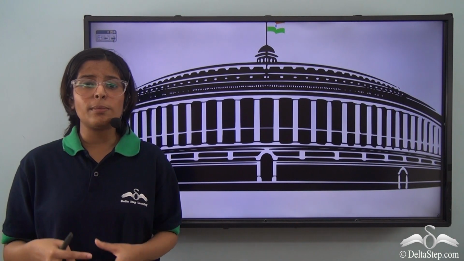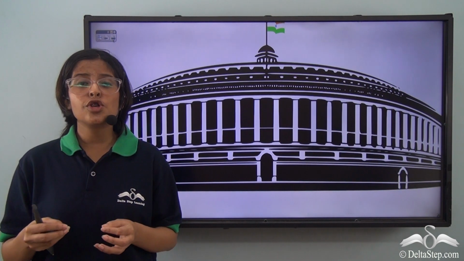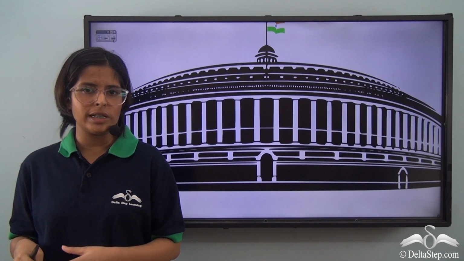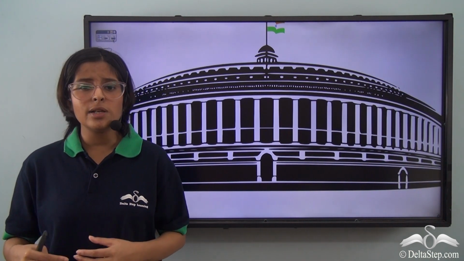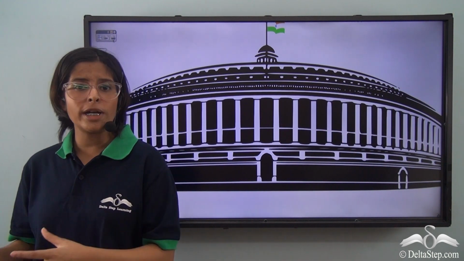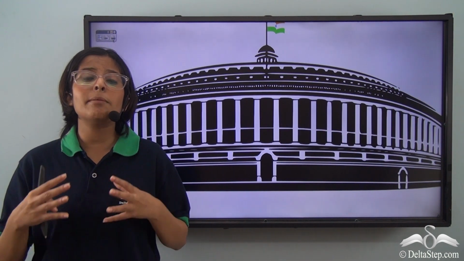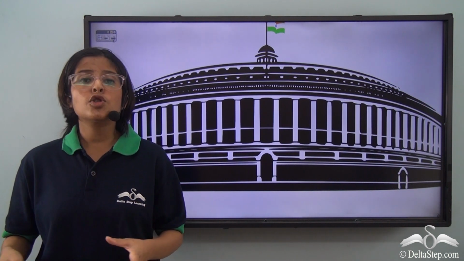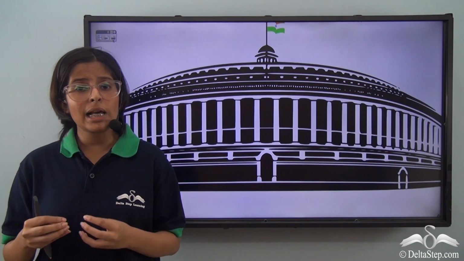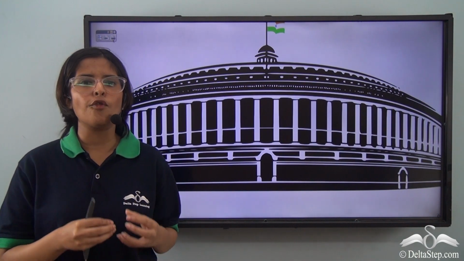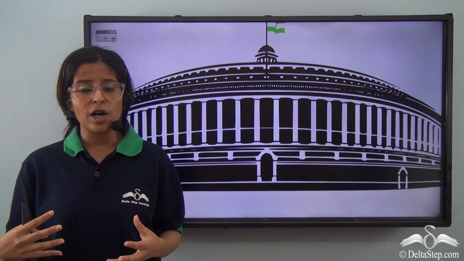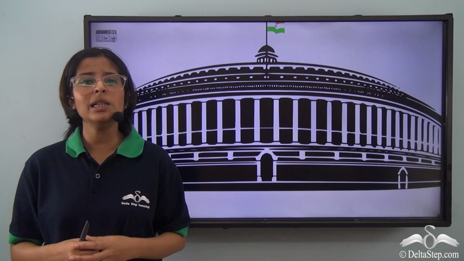We've also talked about the residuary list, which contains subjects which are not present in any of the other 3 lists. And finally, we've talked about what an ordinance is, and that it can be passed when the parliament is not in session. So, all of these together make up the legislative functions of the parliament. The parliament also has other powers and functions about which we will be learning soon.